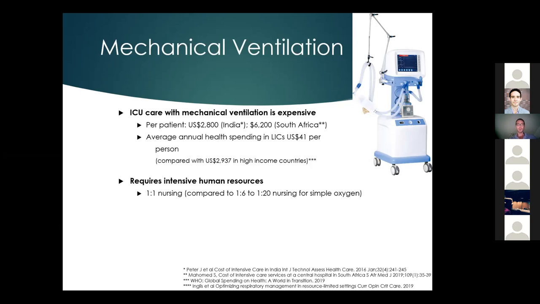Often in ICUs, you require one-to-one nursing, so one nurse for one patient, whereas if you're only providing oxygen and more basic level care, you can get away with six patients or even up to 20 patients for one nurse if you really need to. In many settings in the world, there are very few doctors and nurses with adequate training in intensive care. For example, Malawi, which we're going to come back to several times in this talk, currently has five or now six specialist anesthesiologists for a country of over 17 million people.